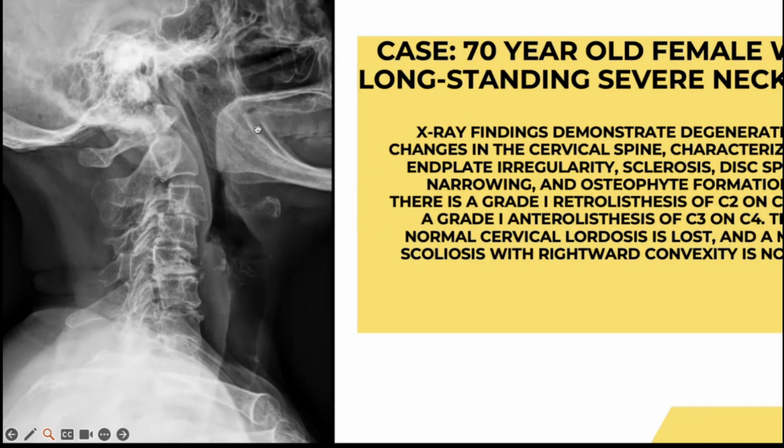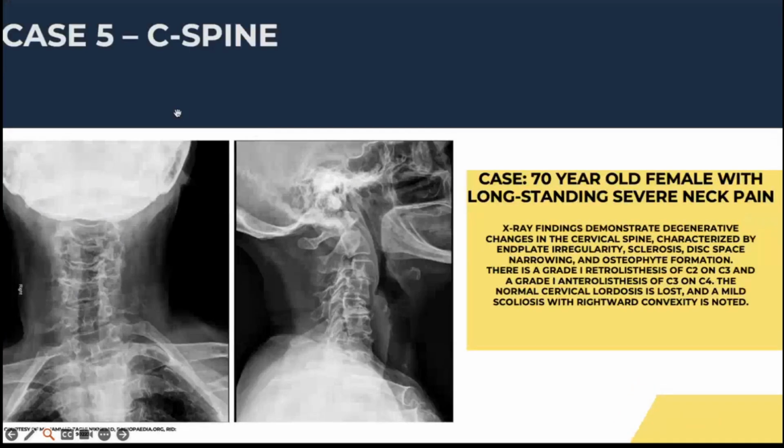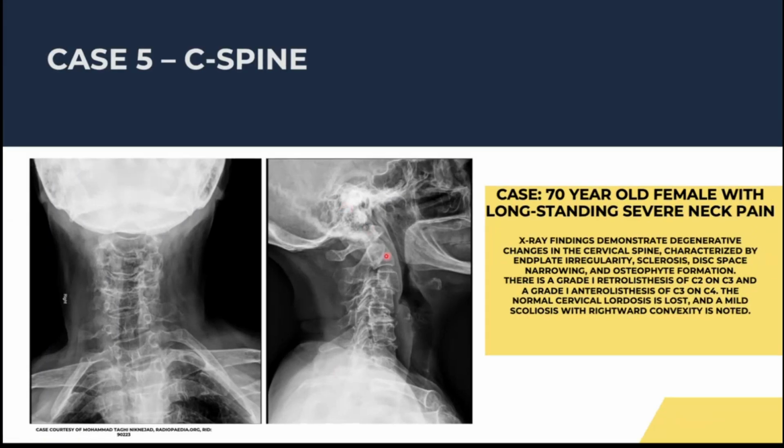So there's also been loss of the normal cervical lordosis. So when you're looking at C-spine, I don't know if I'm doing my pointer properly. One moment. When you're looking at C-spine, you want your lordosis like this. You want a lordotic feature, but there's been loss of that as well. And there's some mild scoliosis when looking at this anterior image as well. And there's some rightward convexity as well. So you can see this here.